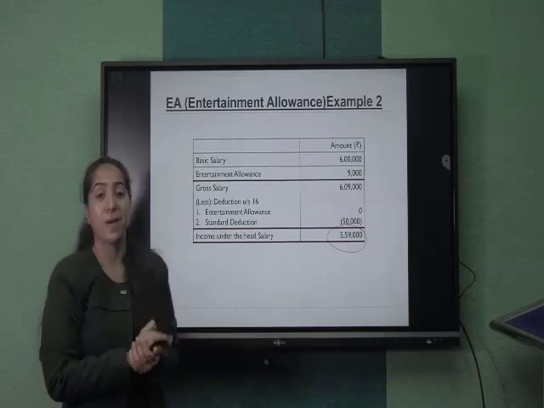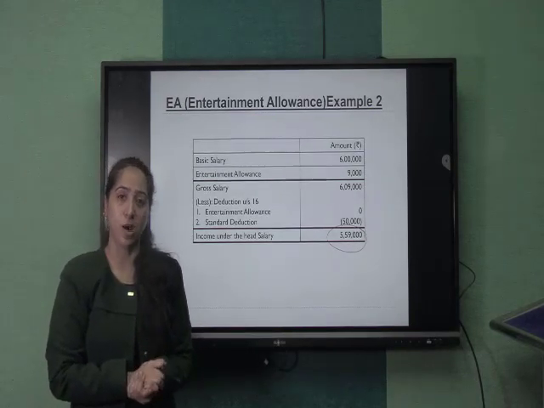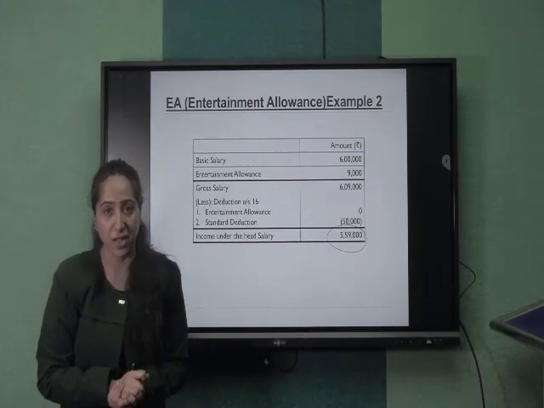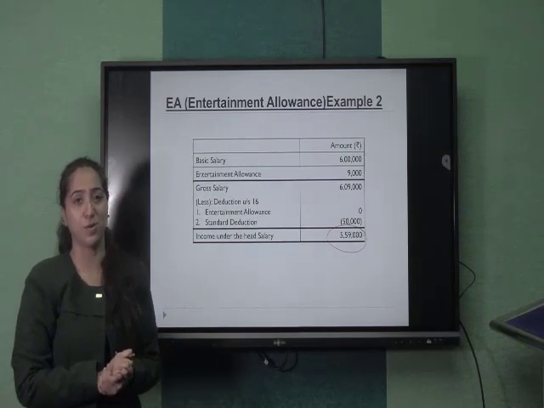5,59,000. So here we have completed two types of allowances which are part of salary: house rent allowance and entertainment allowance. Thank you.